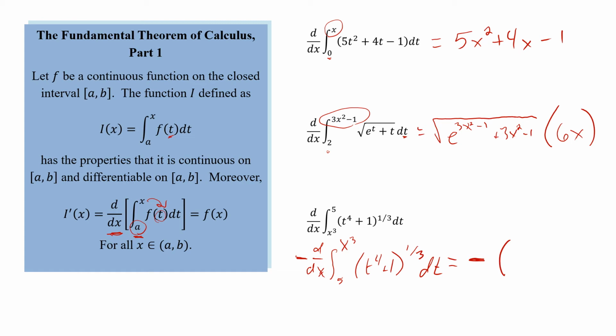T to the 4th, well, that's x cubed to the 4th. Remember, when we have an exponent of an exponent, we multiply. So that's going to be x to the 12th plus 1 to the 1/3 times dt times that derivative, which would be 3x squared. All right, so that's the first part of the fundamental theorem of calculus.